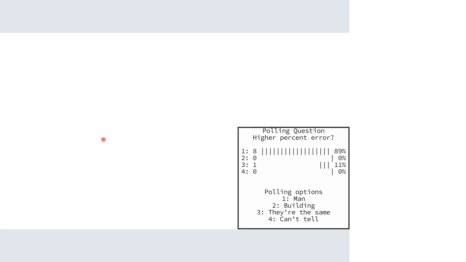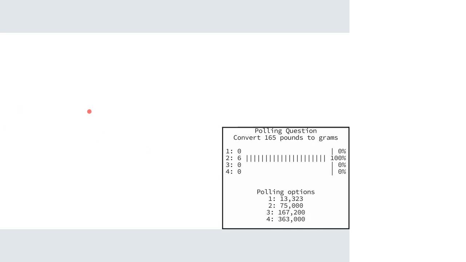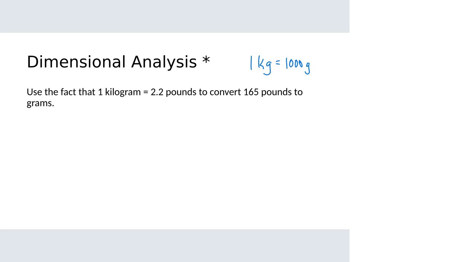All right, let's see where we are on this one. We're unanimous. That's good news. Not everybody was in on the answer on this one. So if you see something that you're not sure of or doesn't make sense, please don't hesitate to ask. Our job here is to convert 165 pounds to grams.